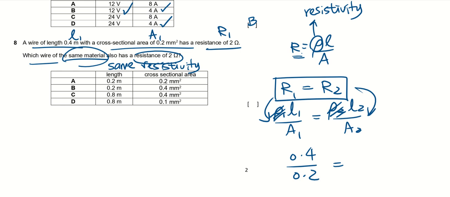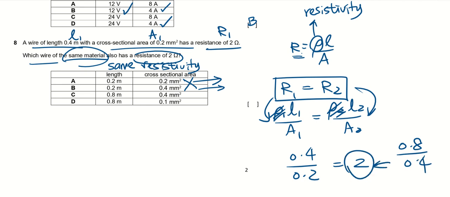So I have to check every option. If you look at option A, I'm not going to get this ratio of 2. Option B, I'm also not getting it. Option C, yes, because it's 0.8 over 0.4, and then I get a resistance of 2. So C is the answer. For D, you're not going to get it. You get a factor of 2 as well.